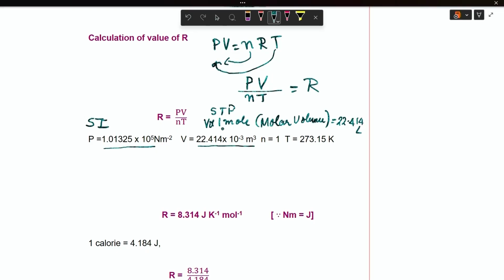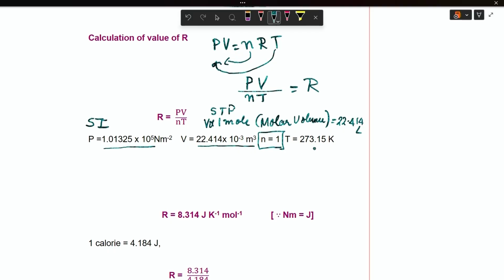If I am taking the volume as 22.414 into 10 to the power minus 3 meter cube, and that is for 1 mole, naturally the value of n should be equal to 1. So, I am putting n is equal to 1. Now, again the temperature should be the STP temperature, that is 273.15 Kelvin, or you can eliminate 0.15 and put it as 273 also, it is okay.